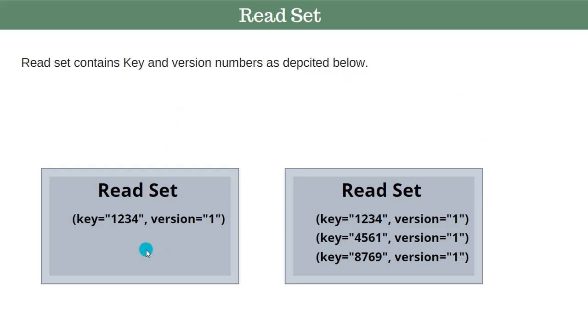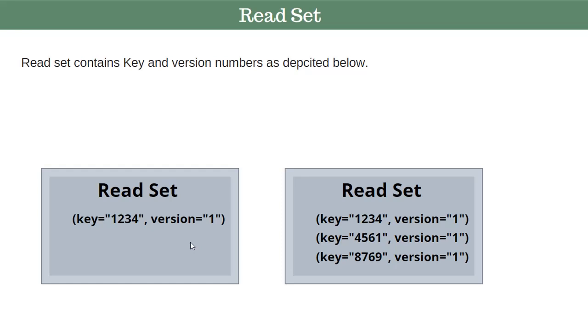So this is a very simple diagram which shows that a read set contains a key. Suppose here I'm storing the car owner. So my car ID is 1234, so my key will become 1234, and this is currently on version number 1.